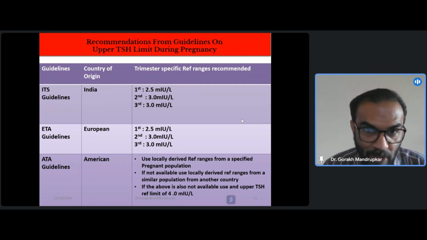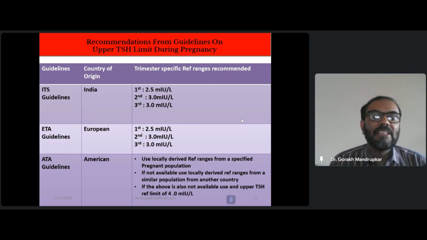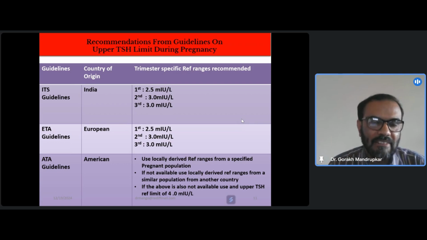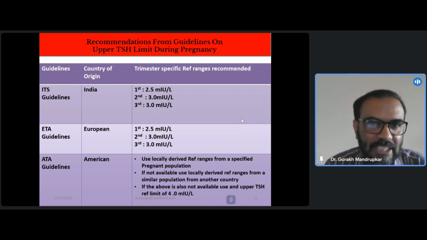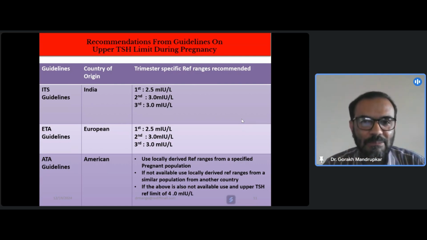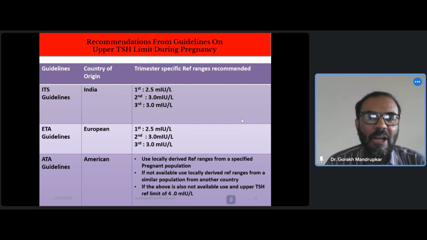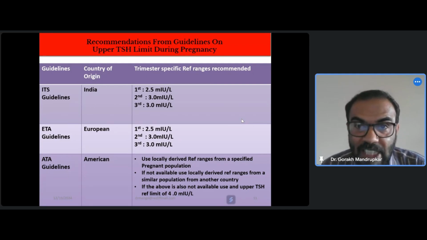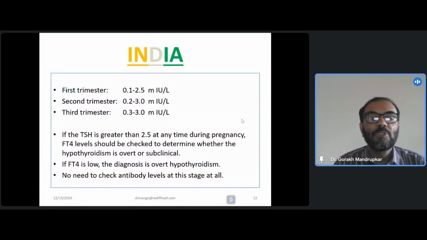Now somebody will say, what about antibodies? I'm going to come to that later on. Now there are so many confusions, so many guidelines. Forget about it. In India, NHM guidelines have accepted, FOGSI has accepted, Indian Thyroid Society has accepted. Then who are we to say we use this guideline or that guideline? National Health Mission, FOGSI, Indian Thyroid Society, IAP, all have agreed to use this ITS guideline: first trimester TSH 0.1 to 2.5, second trimester 0.2 to 3, third trimester 0.3 to 3. So these are the cutoffs for TSH. I repeat, first trimester 0.1 to 2.5, second trimester 0.2 to 3, third trimester 0.3 to 3.